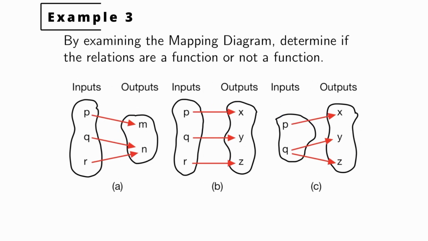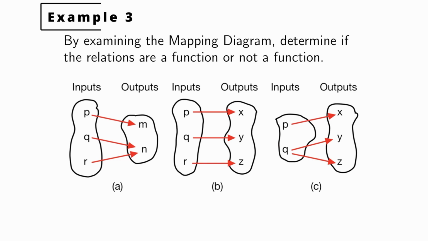Example 3, by examining the mapping diagram, determine if the relations are a function or not a function. A mapping diagram just has an input set, which is like the x coordinates, and an output set, which is the y coordinates. For all of these, to be a function, each input can be assigned to only one output. So it's not a function if any of the inputs are assigned to more than one output.